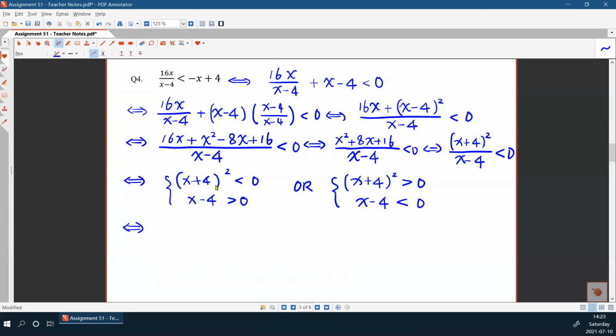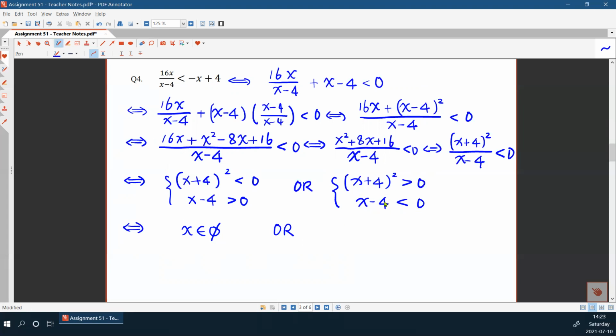And the first branch is (x plus 4) squared is a negative number. So this cannot happen, right? There is no such x that can satisfy this expression because something squared must be above or equal to 0. It cannot be less than 0, right? So, of course, there is no solution for the first branch. So x belongs to an empty set.